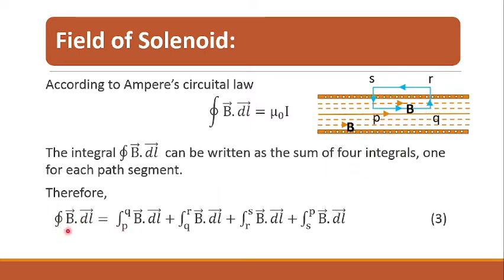is equal to the integral from P to Q of B vector dot dl vector, plus the integral from Q to R of B vector dot dl vector, plus the integral from R to S of B vector dot dl vector, plus the integral from S to P of B vector dot dl vector. So we can solve these integrals separately and sum them to get the closed integral over the entire loop.